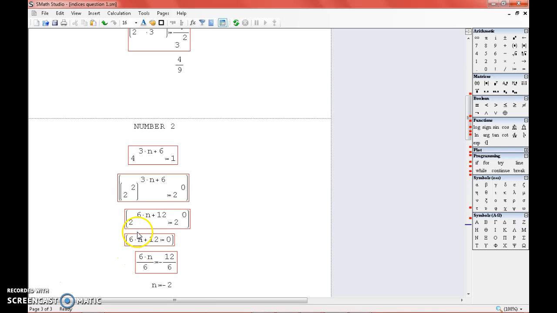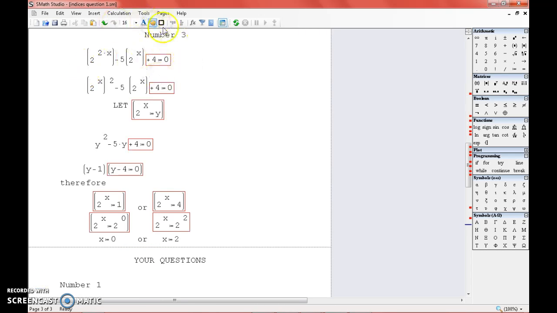Then one important thing you must bear in mind is that whenever you're equating two indices, once they have the same coefficient, then the indices of both sides of the equation will be equal. So we have the same coefficient, so the indices are equal. So we have 6n plus 12, which is equal to 0. You work it out, and then we have n is equal to negative 2.